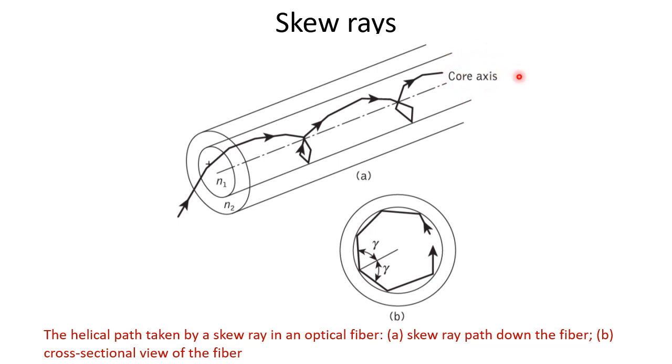So this is what we call the skew ray. Obviously, if we have such skew ray, then the amount of time taken by the wave to travel this length of the fiber will be a little bit larger compared to non-skew ray. Get it? Because it has to travel larger optical path.